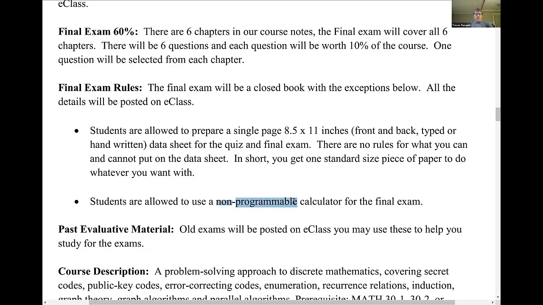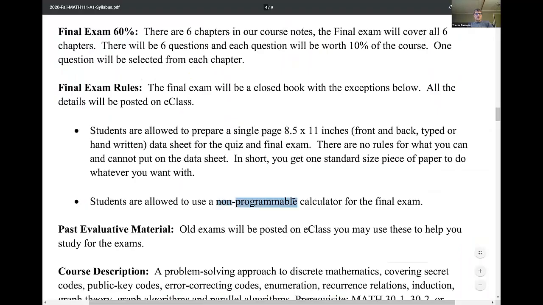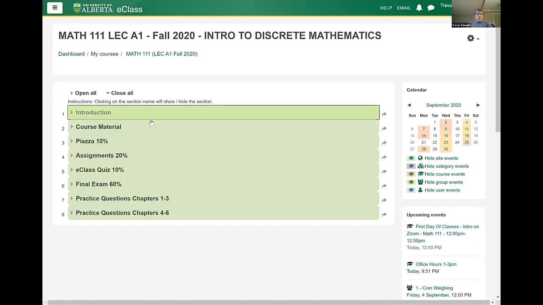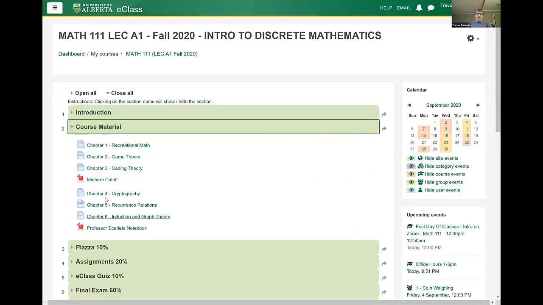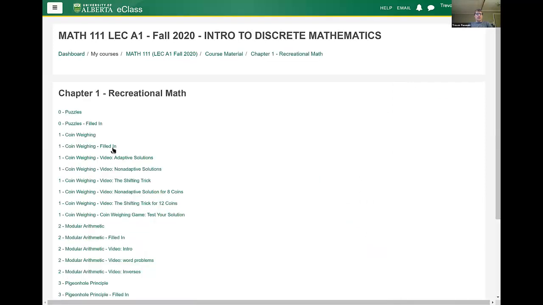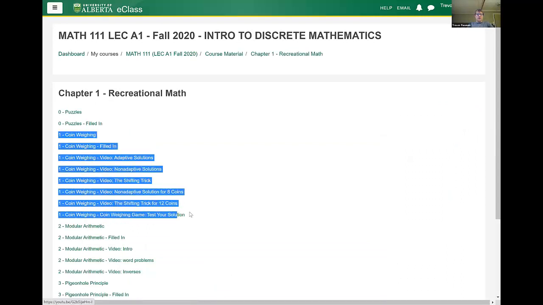So I think from here, let's just go back to eClass. So the course material is all here. Chapter 1 is where we'll start. If you click on that, then you'll notice that coin weighing is the first goal of this week.